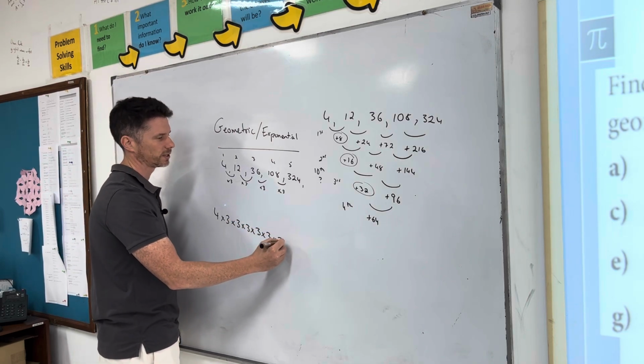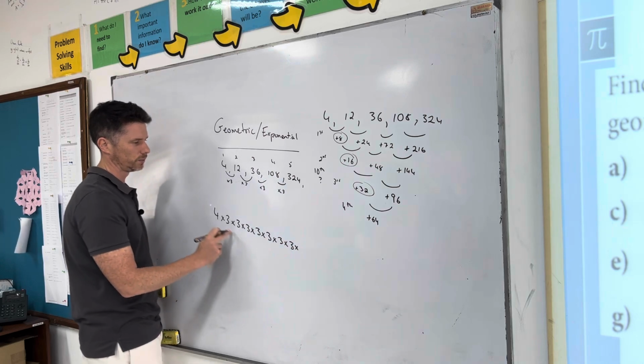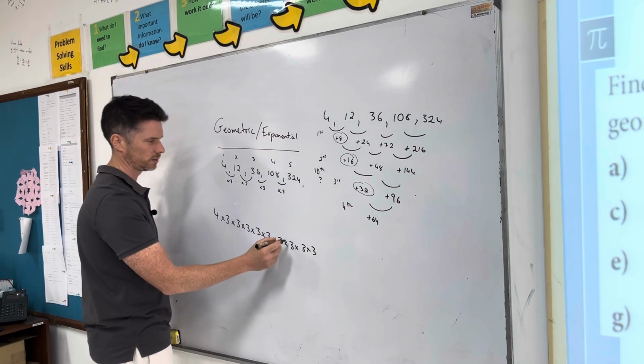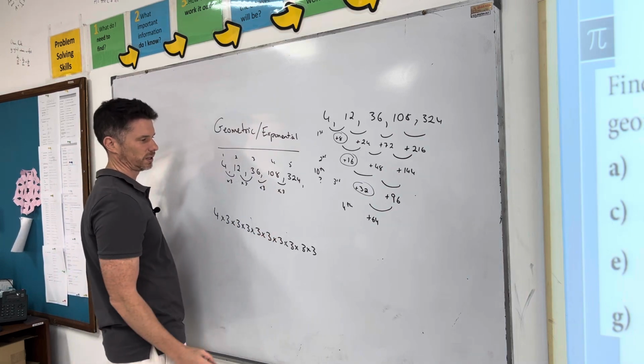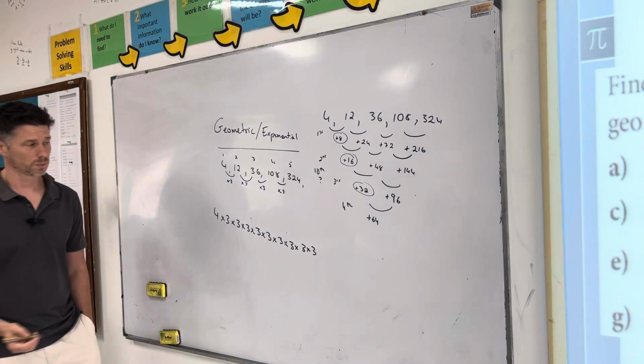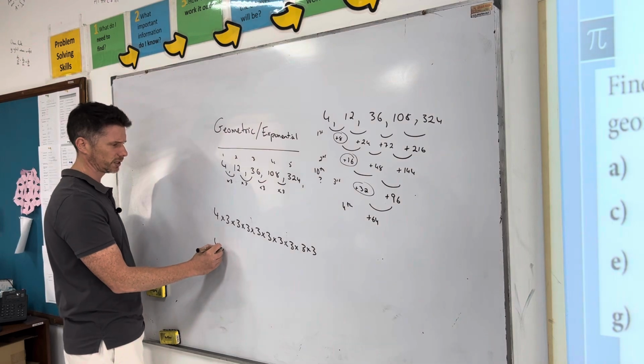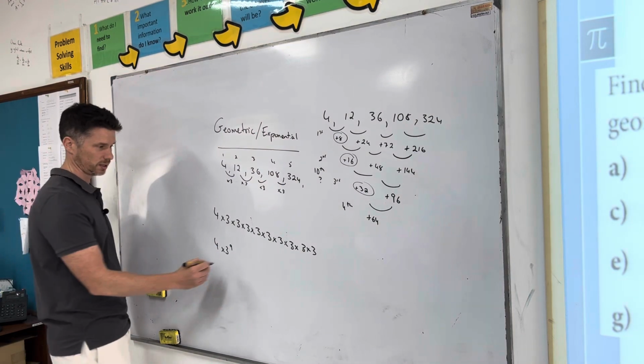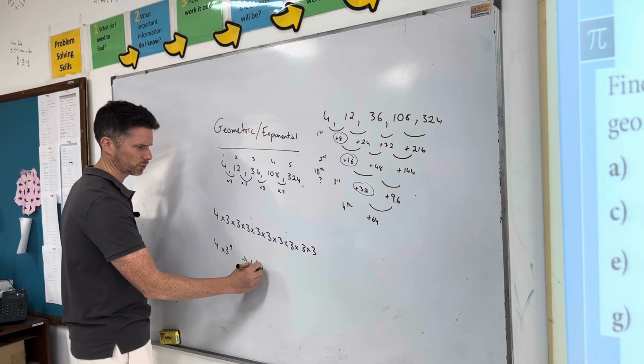Now, obviously, there's a quicker way. 1, 2, I've lost count. There's a quicker way of doing this, isn't there? Power of, yeah. So 4 times 3 to the power of 9 will get me the 10th term of this one.